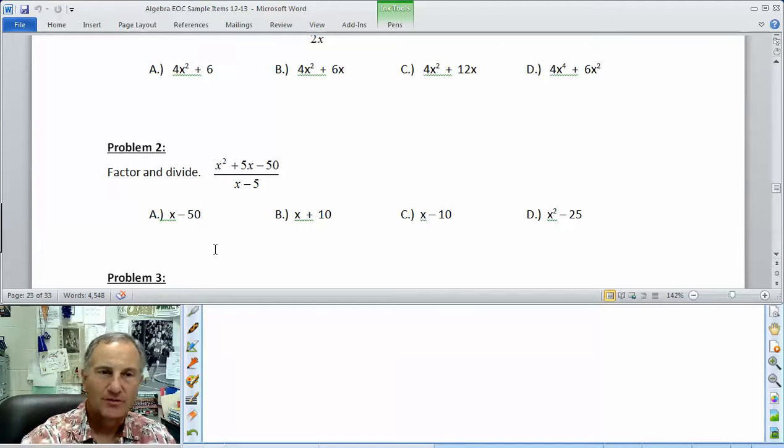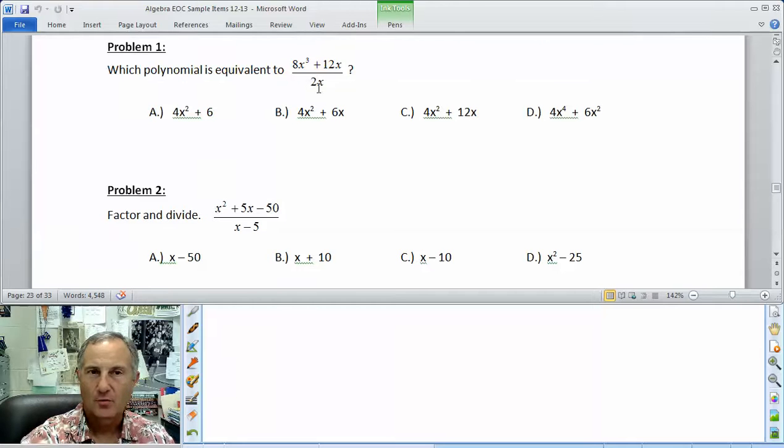Problem 2. The difference between this problem here, notice this is one term under here, this is 2 terms. Especially with a 2 term, the trick here is you're going to have to factor. It told you here, factor and divide. You want to factor this top, because I can't cancel x's and I can't cancel 5's, because this is x minus 5. I have to have an x minus 5 here on the top in order to cancel it.